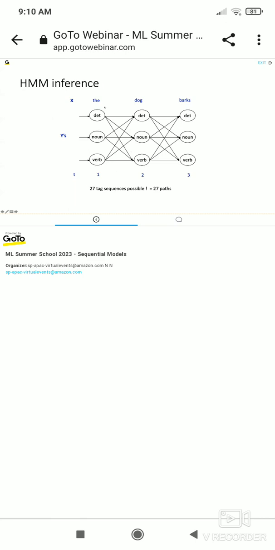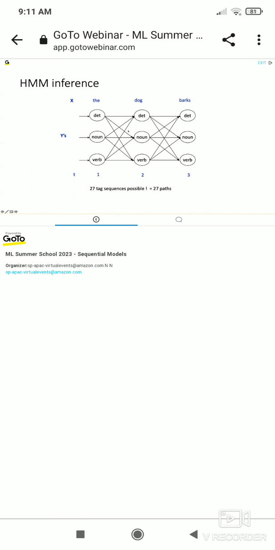This is the trellis diagram of the HMM, where the states are indicated here, and going from left to right, this indicates the sequence instances 1, 2, and 3. For the given sentence, the dog barks, we have to find the best possible state sequence that generated it.